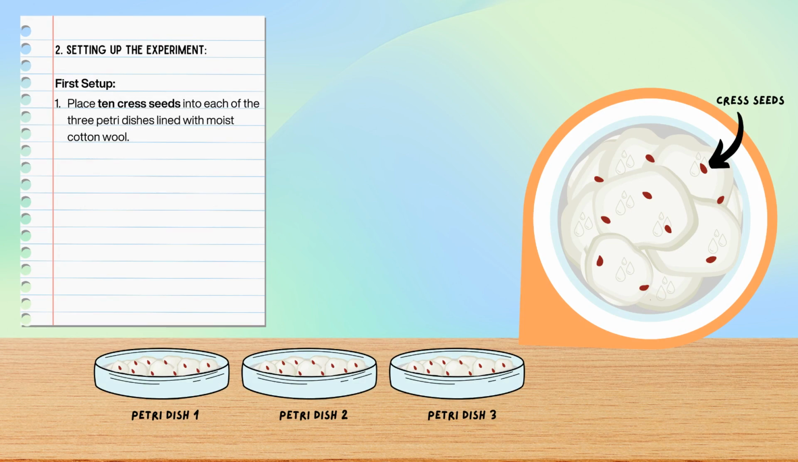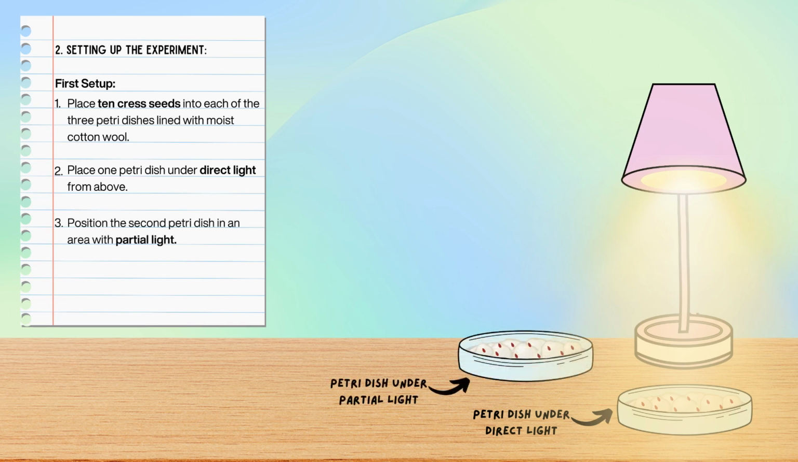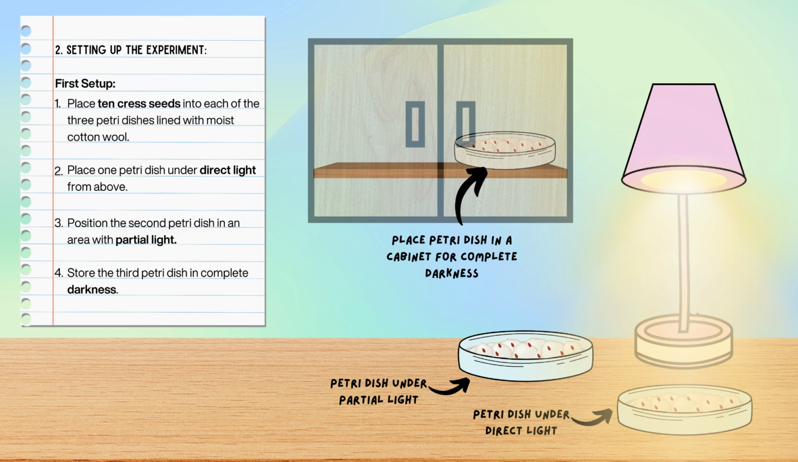Second, we need to set up the experiment. First, place 10 cress seeds into each of the 3 Petri dishes lined with moist cotton wool. Then place 1 Petri dish under direct light from above. Position the second Petri dish in an area with partial light. And then store the third Petri dish in complete darkness.